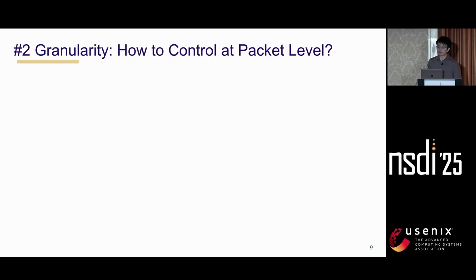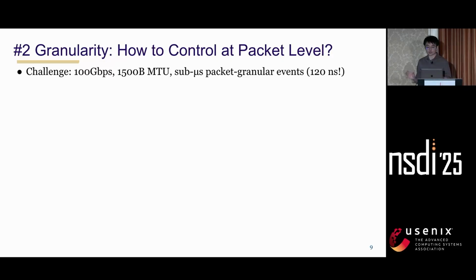The next challenge is granularity: how to control at packet level. It is not trivial. Consider a 100G line rate and a typical MTU size. For this setting, each packet-granular event is sub-microsecond, as low as 120 nanoseconds. It is a very tight budget for software on a general-purpose processor.